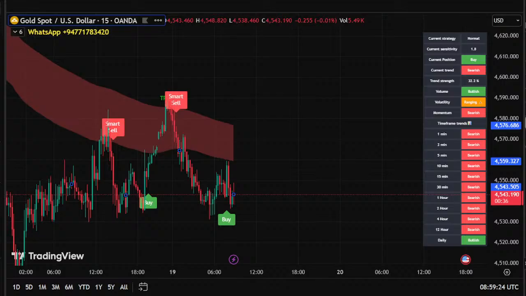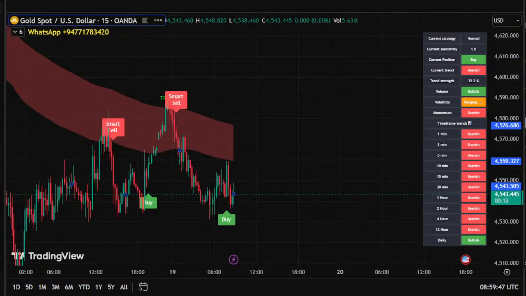Another valuable technical indicator for gold trading is the Moving Average Convergence Divergence, MACD. The MACD is a trend-following momentum indicator that shows the relationship between two moving averages of a security's price. It consists of the MACD line, the signal line, and the histogram.